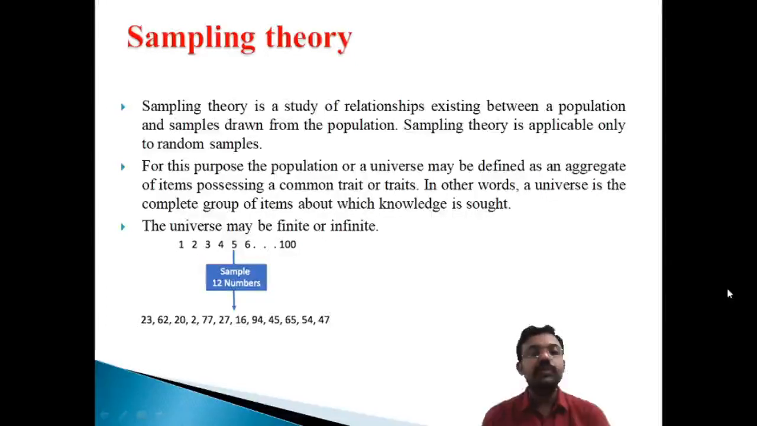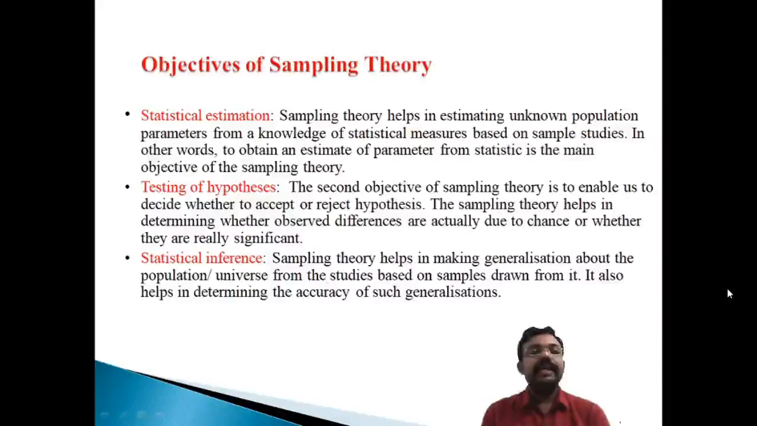Okay, the term is known as sampling. There is one example regarding this sampling theory. Then what are the objectives of the sampling theory? From a research point of view, we are focusing on the sample and the sampling theory. And what are the important objectives of the sampling theory? Basically, there are three important objectives of the sampling theory.